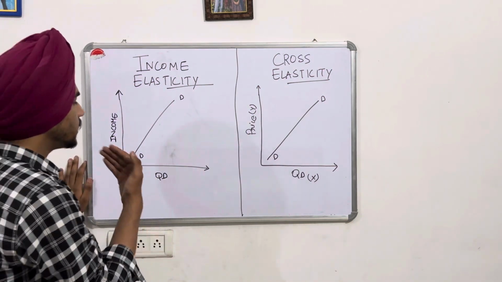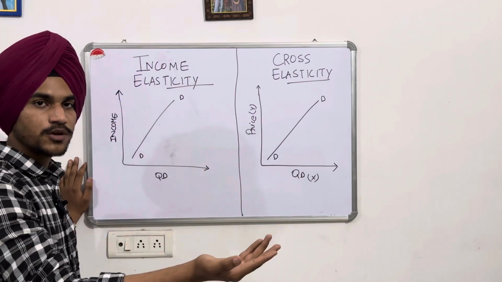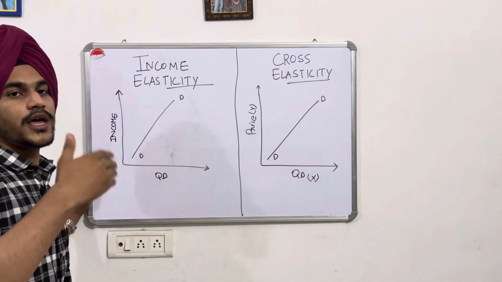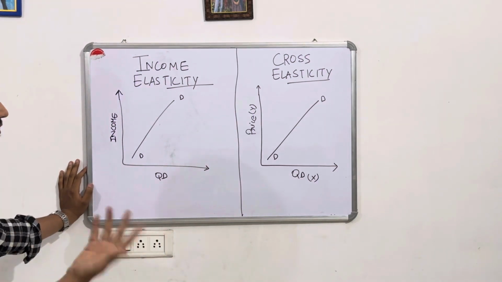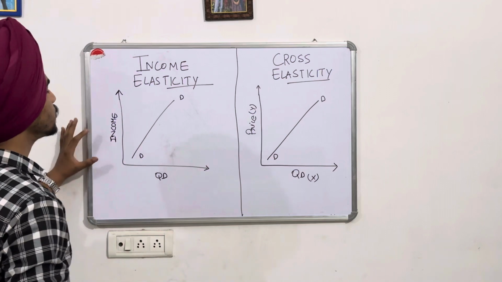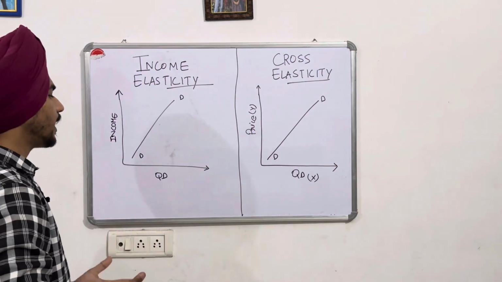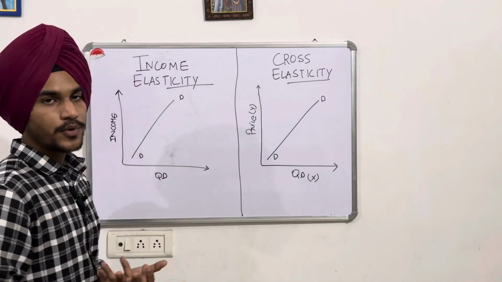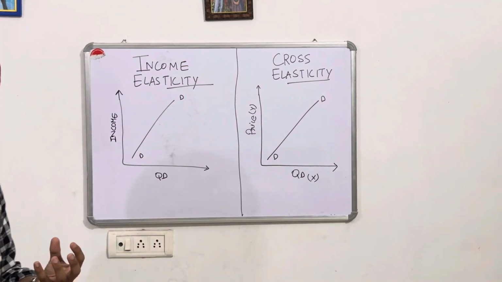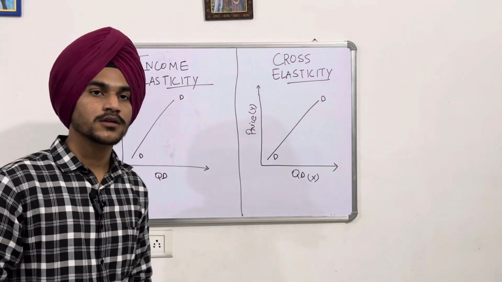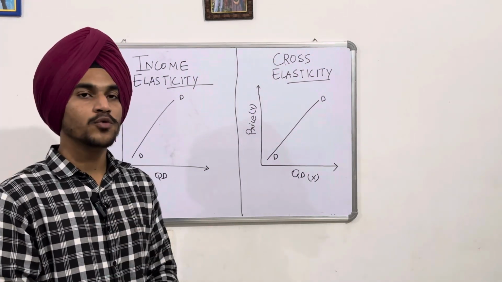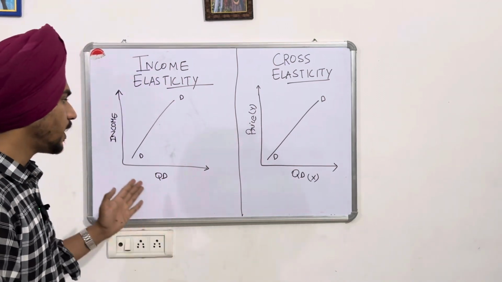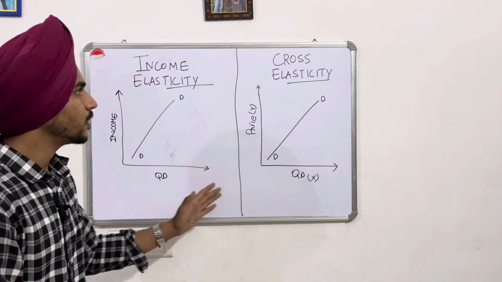In this, there is a positive relationship, unlike the price elasticity in which there was an inverse relationship. So this is a positive relationship. When income of the consumer increases, the quantity that he demands also increases. This is a very common, very general thing. If your income is increasing, the quantity you like to buy, to purchase, to consume will also increase. That is why this is a positive relationship.